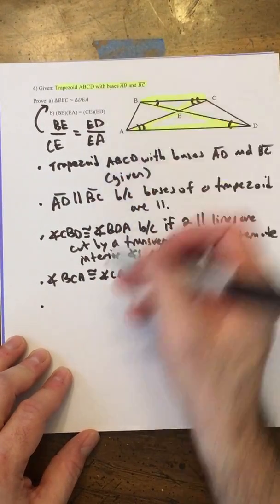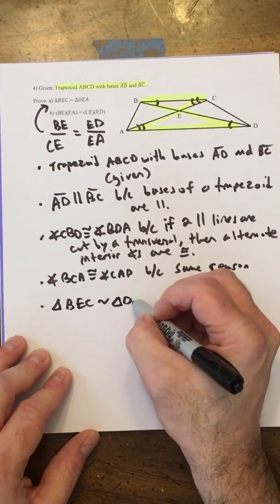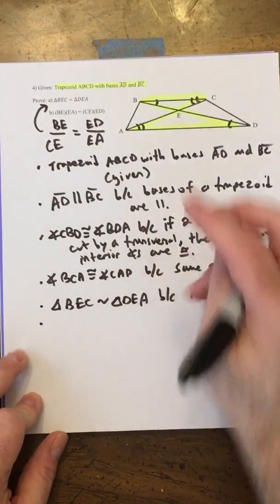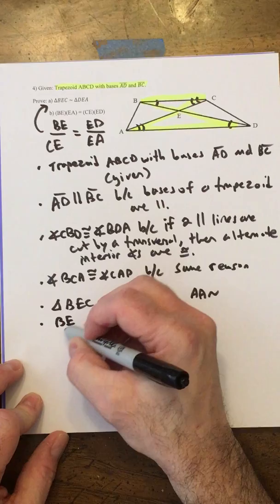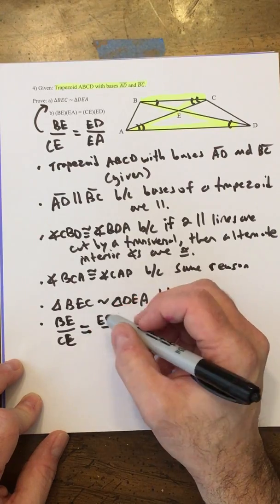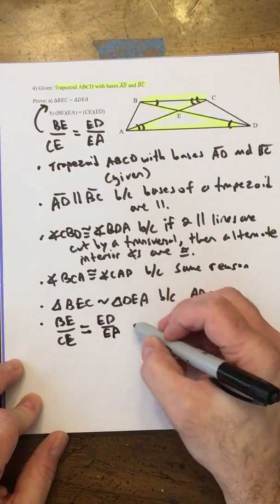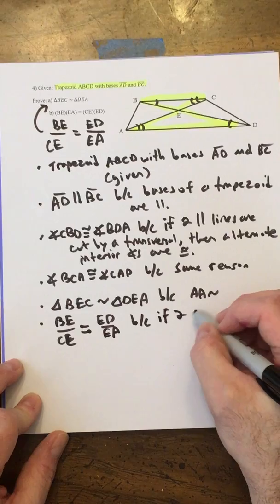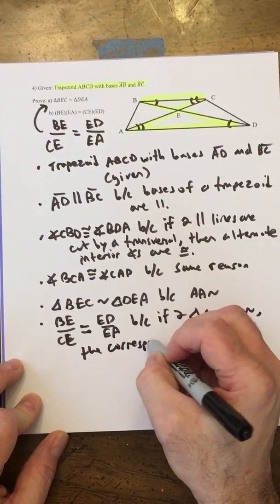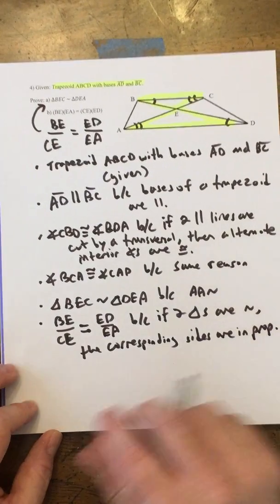And now we can prove the triangles are similar. We've got the 2 angles. Triangle BEC is similar to triangle DEA, and that's because of angle-angle similarity; remember, we always use that. Next step, always the same, is the proportion: BE over CE equals ED over EA. Because if 2 triangles are similar, the corresponding sides are in proportion. I'm going to abbreviate that so I have room to finish it up.